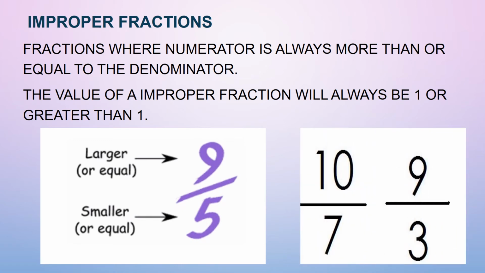Some more examples, 10 upon 7, 9 upon 3. In both the cases, the numerator is more than or equal to the denominator. So these are improper fractions.